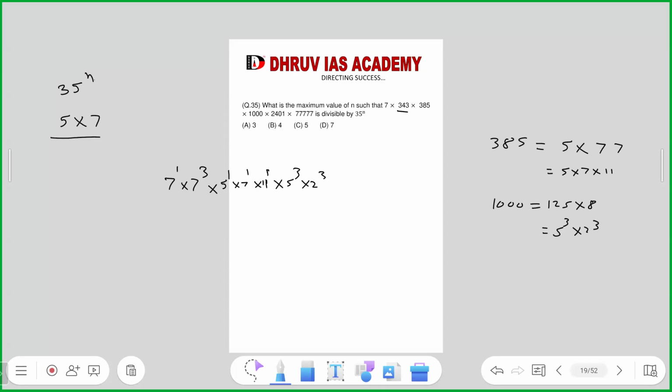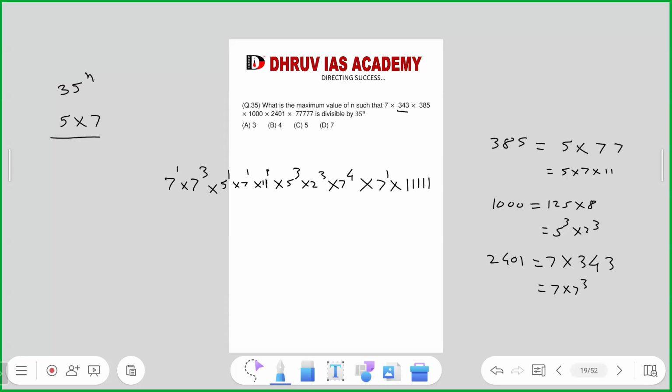Then 2401. Okay, it is not divisible by 6, not divisible by 3, so you have to divide it by 7. 7 threes are 21, 7 fours are 28. So 7 into 7 cube, or 7 raised to 4. And then 7777 is 7 into 11 into 101.